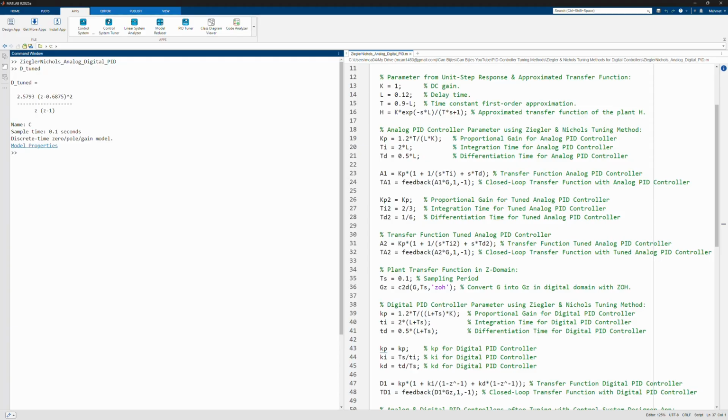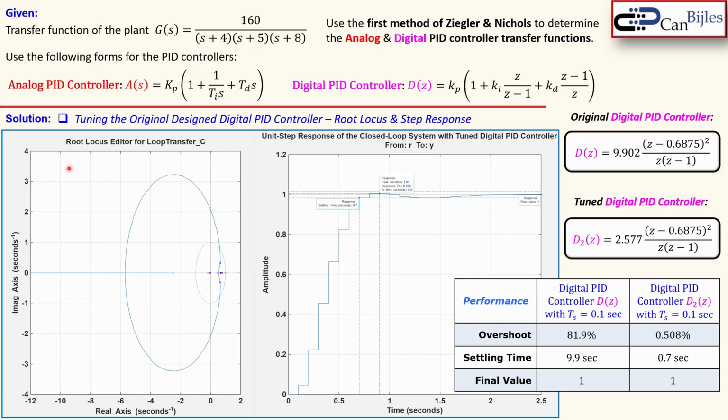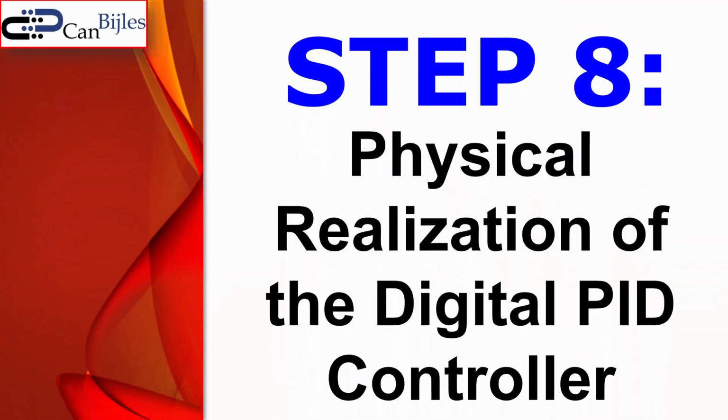Okay, now let's jump back to our slide presentation and discuss this in detail further. So we are back in the slide presentation. We have discussed how we can generate this plot and how we can tune this to get better performance. All right, next step, step 8, is the physical realization and implementation of this digital PID controller.